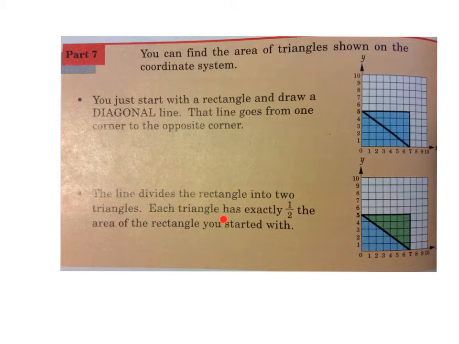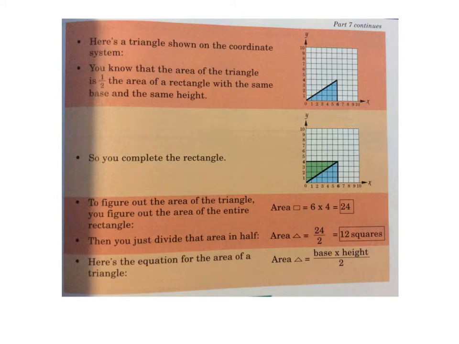So each triangle has exactly half the area of the rectangle you started with. So remember, when you're doing area of a rectangle, we're finding this whole space here. But if I want to know just how much is in the green area, it's exactly half of what I got for the rectangle. The reading continues. So it's showing you a triangle on the coordinate system.